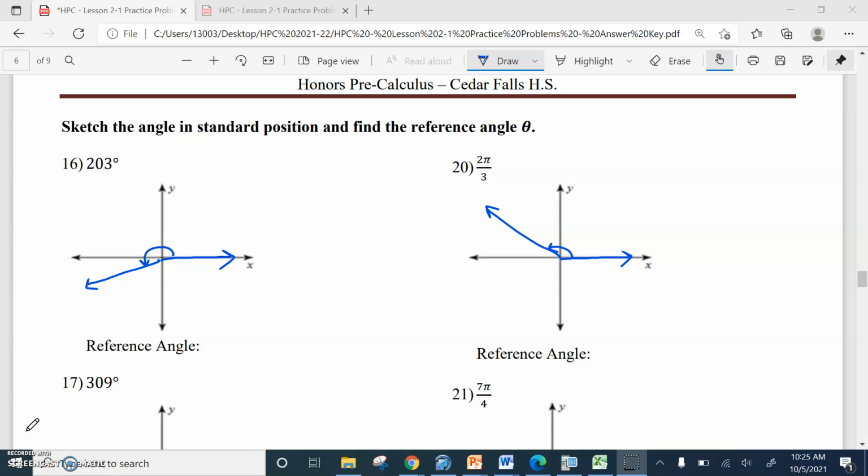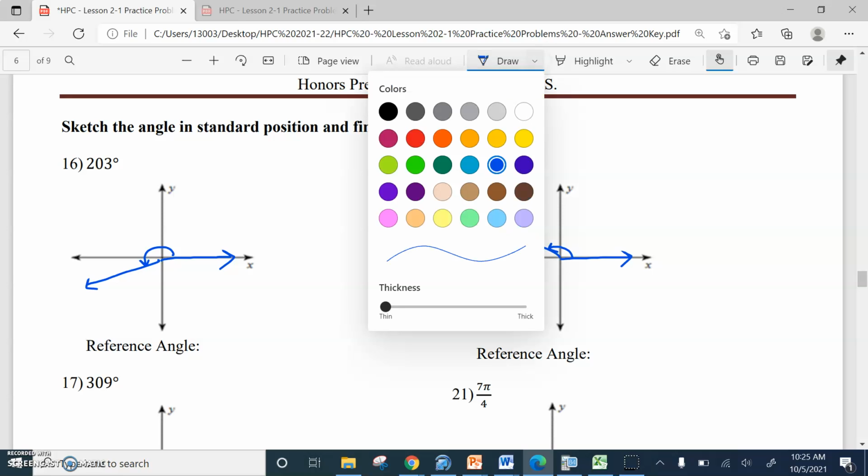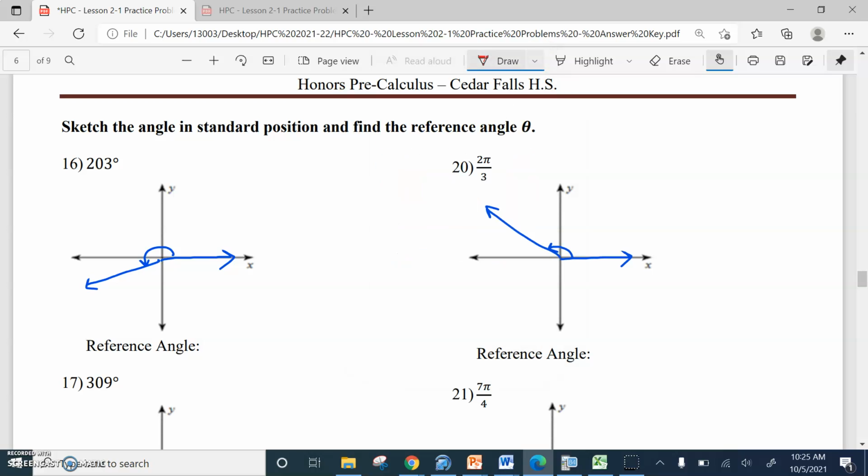So if we just look at number 16 to start with, I've already drawn in the angles in standard position. What I want to focus on is the idea of the reference angle. Another way of putting it is, what is the angle that gets us back to horizontal as quick as possible? No matter where you're at, you're trying to get back to the horizontal as quick as you can. So for example, right here, this is our fastest route back.